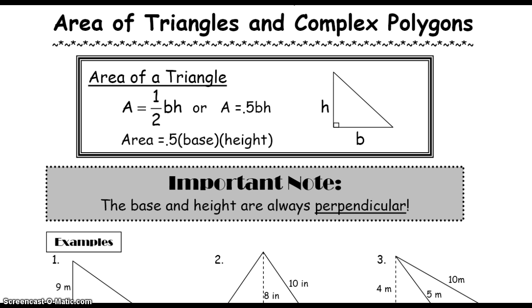So first, let's talk about the area of a triangle. Now, I am sure you have seen this before. The area of a triangle is half times base times height. Why is that? Why is it half times base times height? Well, and you don't have to write this down.